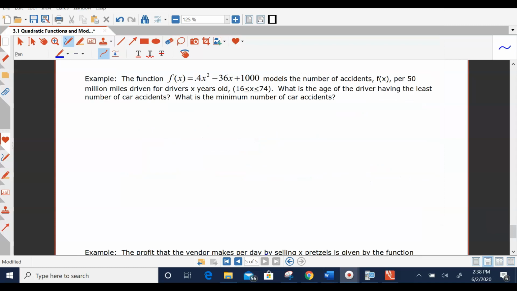Let's check out this last application. We've got a function that models the number of motor vehicle accidents per 50 million miles driven for drivers that are x years old. And the value of x, the domain, is restricted between 16 and 74. That would be the age of the drivers we're going to consider for this model. The question is, what is the age of the driver having the least number of car accidents, and what is that minimum number of car accidents? So the word least and the word minimum tell me we're finding the vertex.